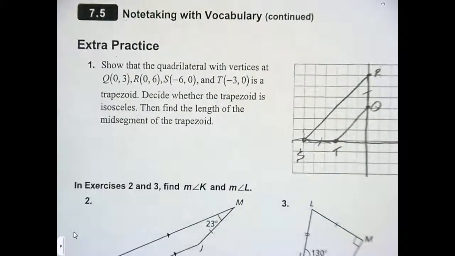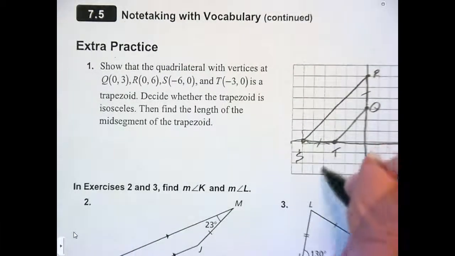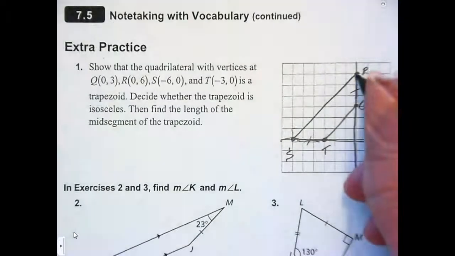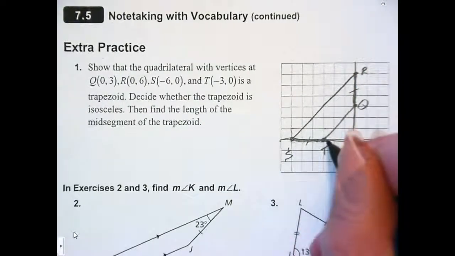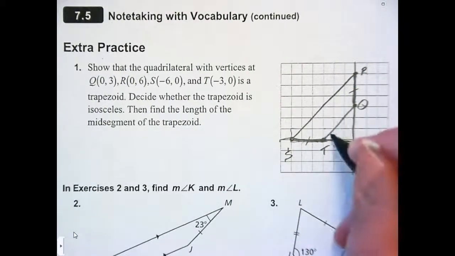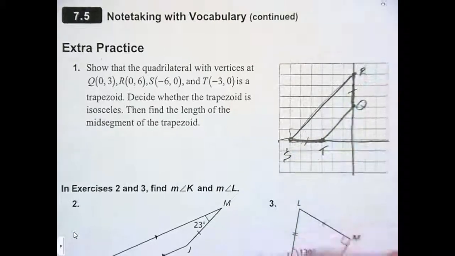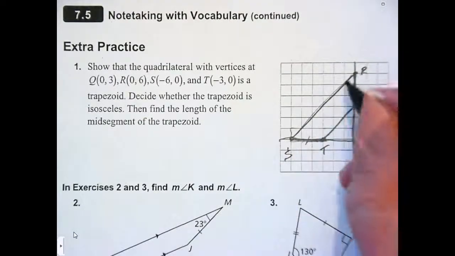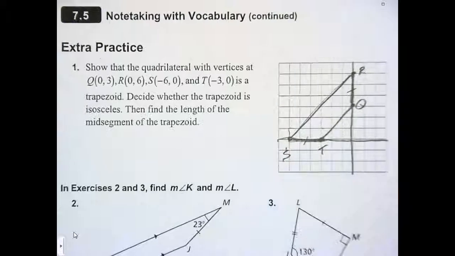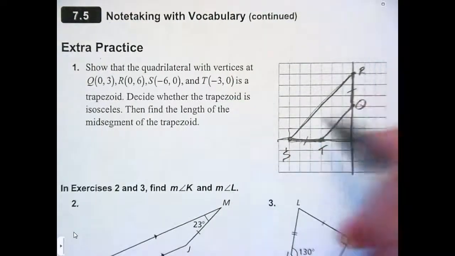Hopefully, we wouldn't have to do that. And find the length of the mid-segment. Well, the mid-segment's the tougher one, right? So that means you'd have to find the midpoint of this side and the midpoint of this side, or find the length of this side and the length of this side, and then divide by 2. That's probably the easiest way.